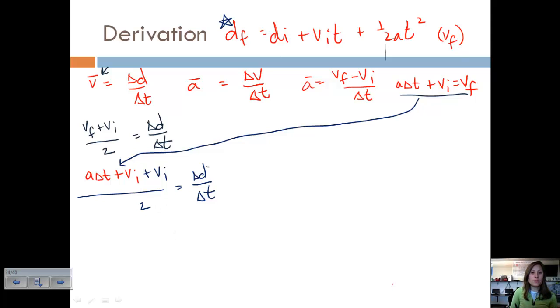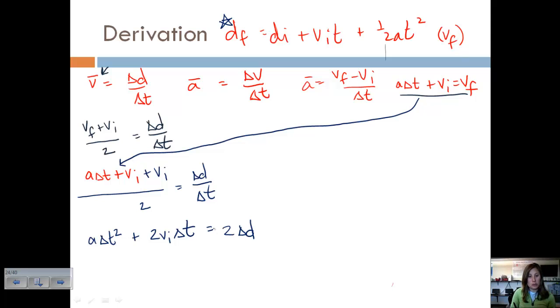Since I want d final, I want delta d by itself. So I think what I'll do is multiply this 2 to the other side and multiply by delta t to get rid of the fractions. I think that makes things easier. If I multiply everything through by delta t, then I get a delta t squared plus 2v initial delta t. I just added those 2v initials. And I'm going to multiply this 2 over here, so that's 2 delta d.